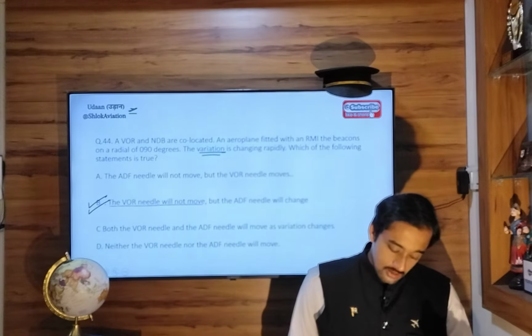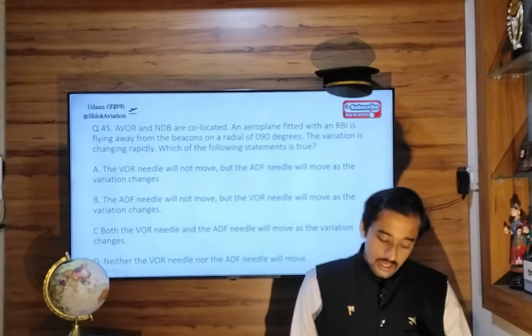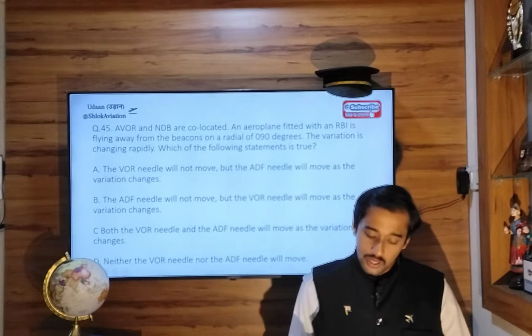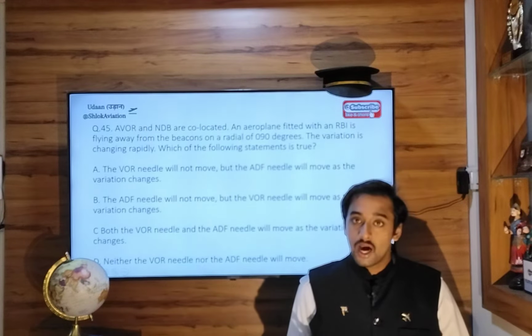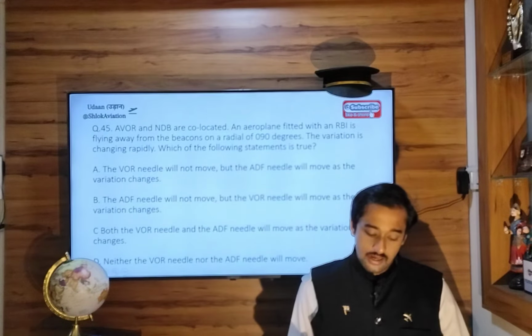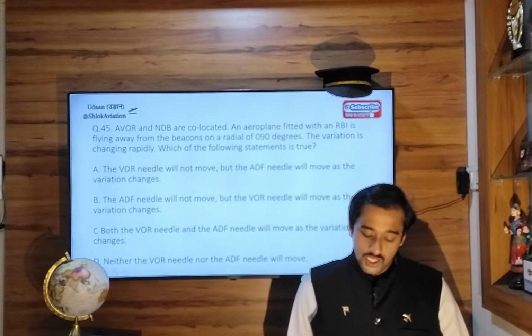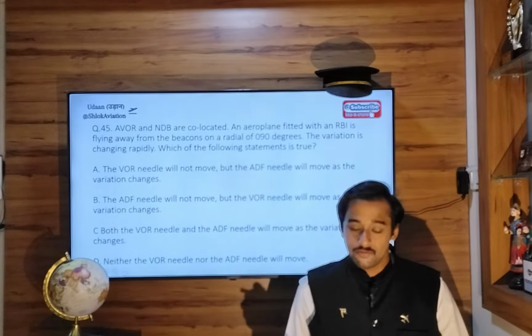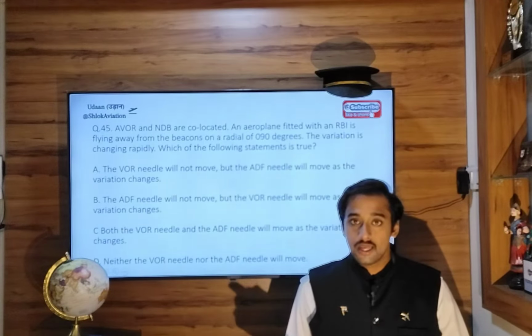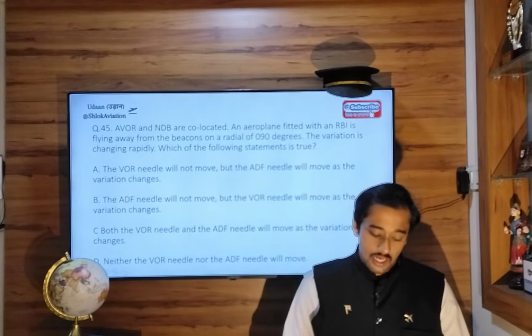So let's go to question 45. There is a VOR and NDB co-located. An airplane with an RBI relative bearing is flying away from both locations on a radial of 090. The variation is changing rapidly. What will happen? Okay, now again, a similar question.